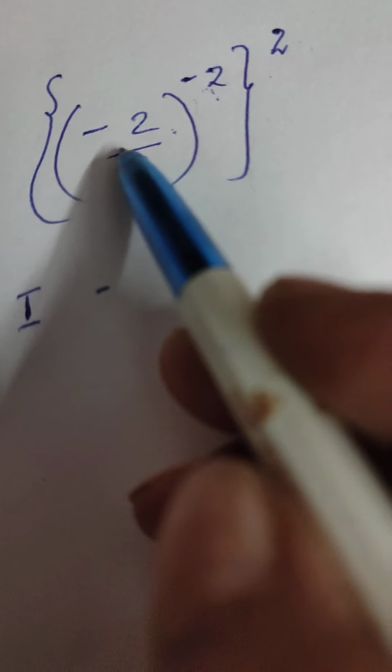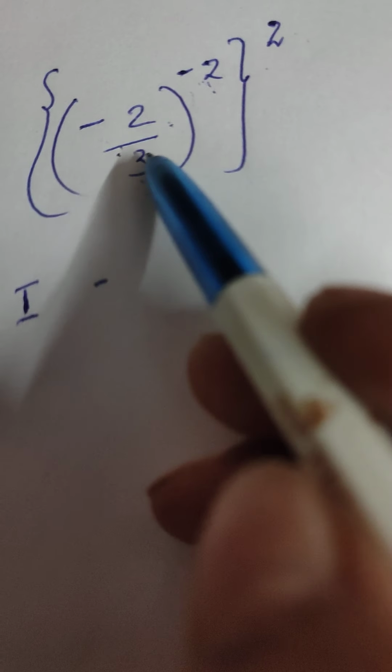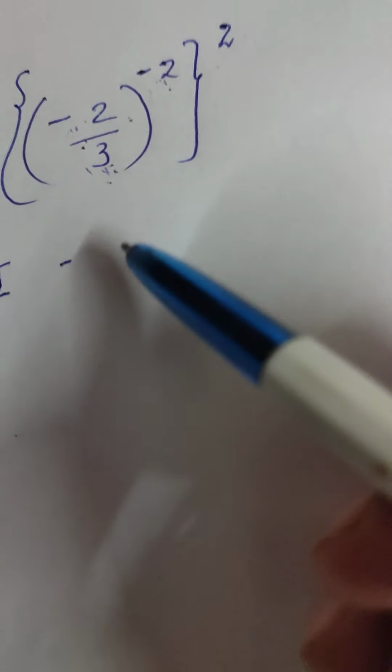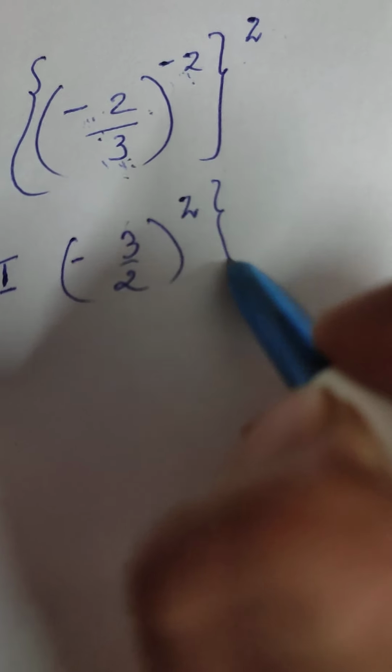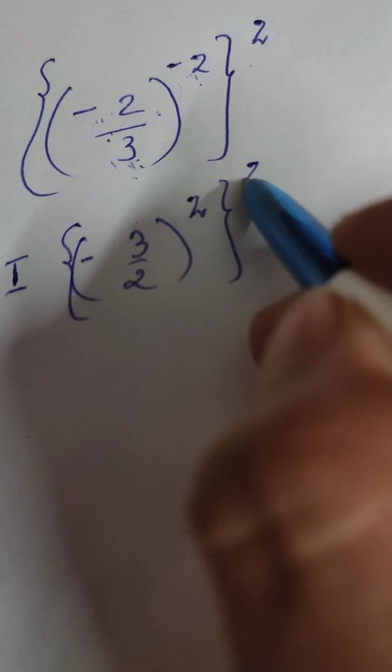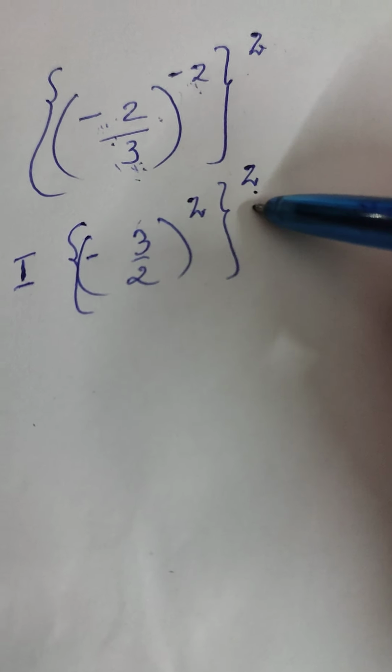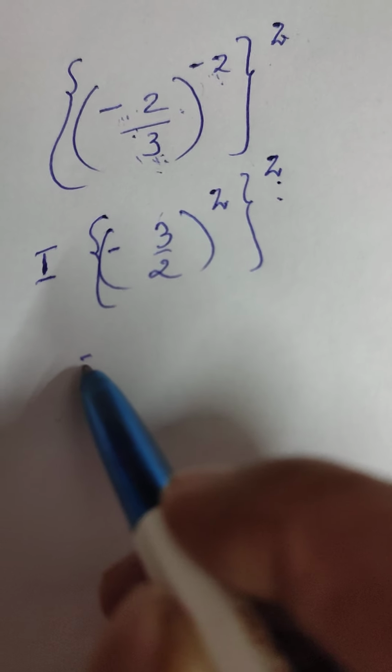So we are having here -2/3, so we can write here -3/2. Now minus can be there in the numerator. You write minus in the numerator or with the denominator, it will remain the same. Now minus 2, so we will take the reciprocal of it, so 3/2, and here the exponent will become positive, and the whole will be squared. This is the same I have taken. Now we have to simplify it.